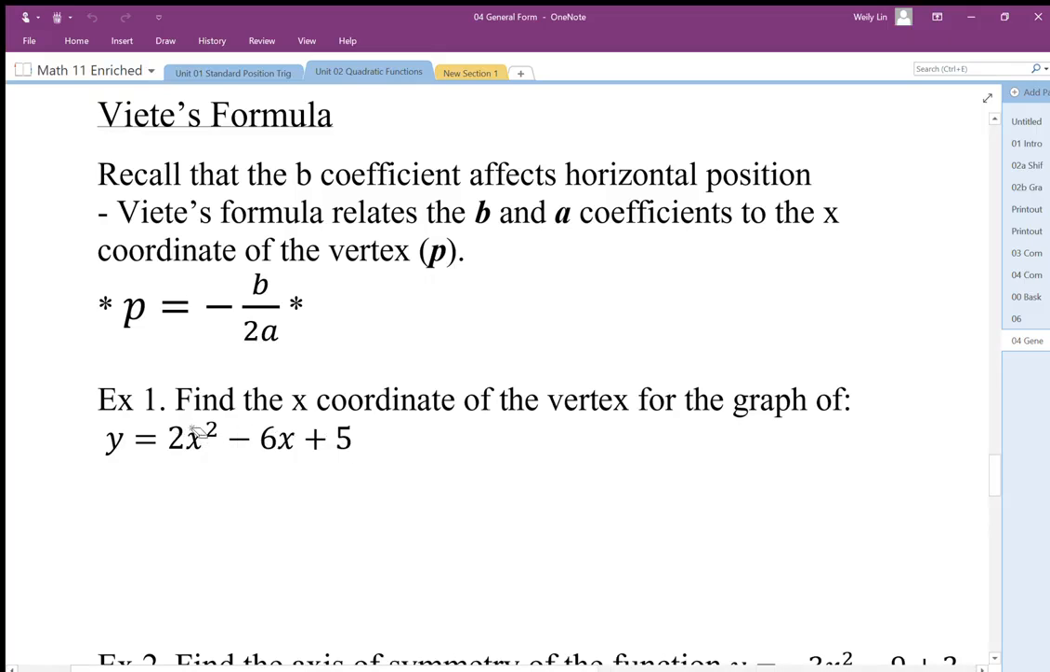Given the general form, we do have the y-intercept and the direction of opening, but we don't have the location of the vertex. So what we can do is find the location of the vertex, the p-value, by plugging into Vieta's formula. So we do negative of -6 divided by 2 times a. We get 6 over 4, or 3 over 2, or 1.5.